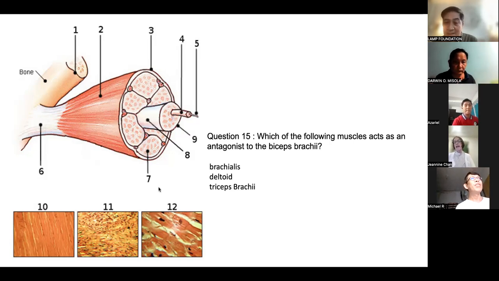Wait, where is the biceps brachii? Can you show us? Do you have it? No, wrong. That's not biceps. Okay, that's the triceps brachii. Are you sure? Where is the biceps brachii?